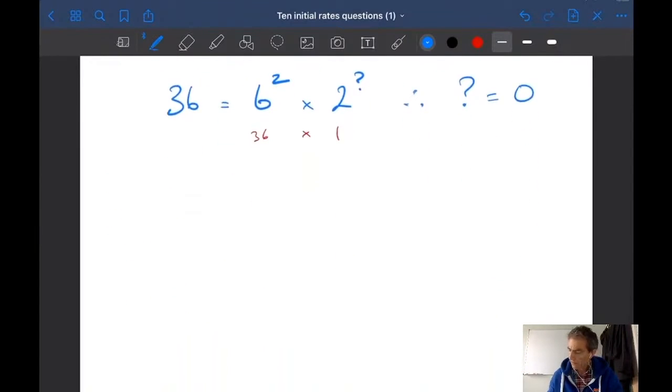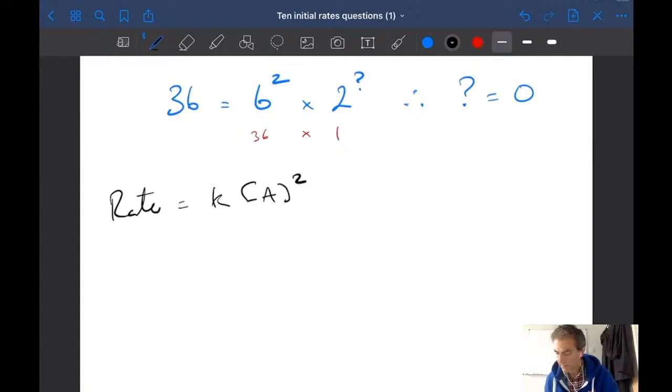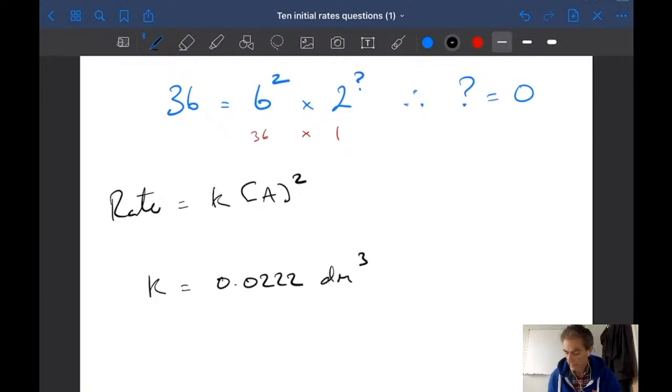So now we're at a position where we can write out the rate equation. So rate equals k, it's literally just [A] squared. Sorry, my square brackets are looking terrible there. And then when you rearrange that and sub in the values for row 1, I got a value for k being 0.0222, and the units are dm cubed mol minus 1 seconds to the minus 1.